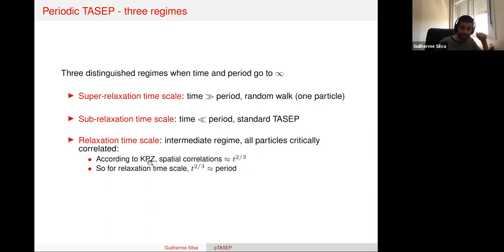So if you look at the KPZ prediction, what we know is that spatial correlations happen when the distance is proportional to t to the power 2/3, right? And that means distance t to the power 2/3. So if you want the particles to become critically correlated, which means that you want to look at correlations exactly at the moment where the first particle hits the next group, this means that you should scale the period exactly in the same way as the spatial correlations. That is, the period should be scaled as t to the 2/3. Right? So this is what's called the relaxation time scale.